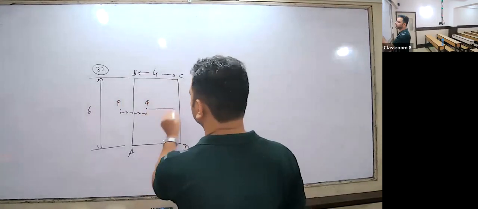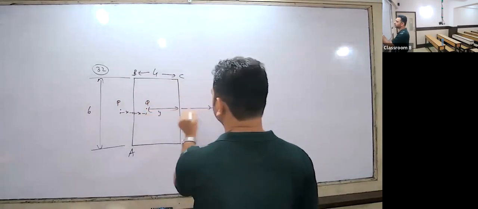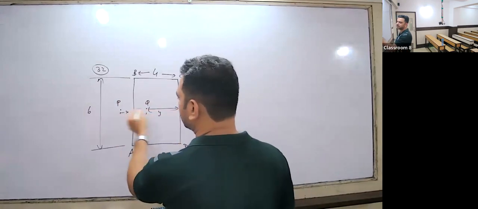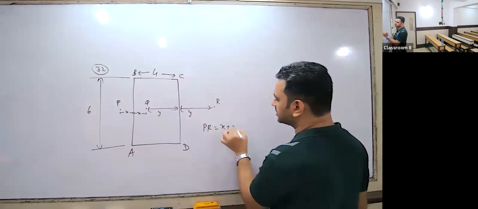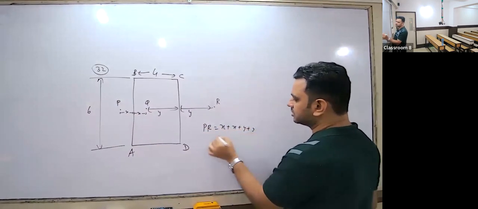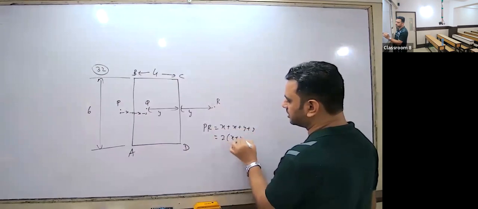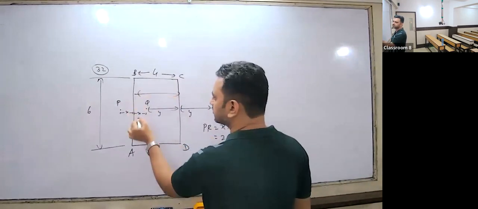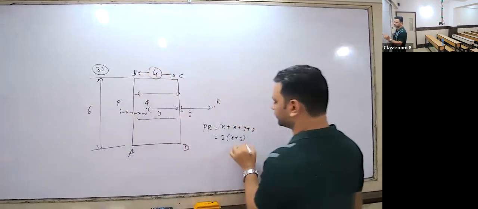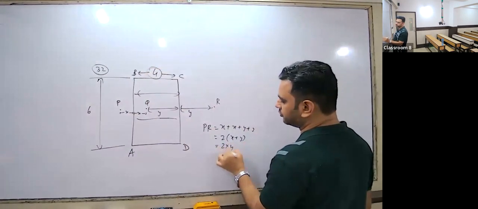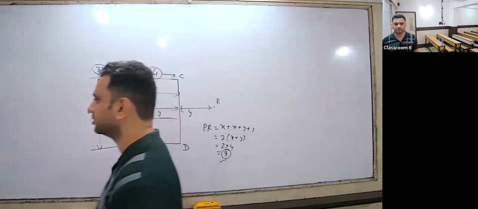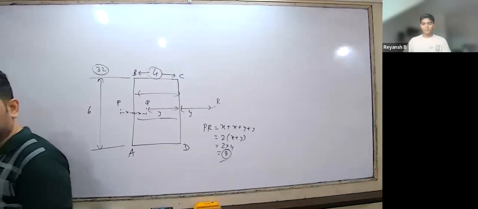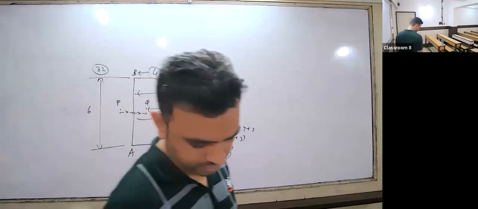So can I say, if I'm taking this as Y, then this is also Y. I want this complete length PR. So PR should be equal to X plus Y plus Y, so this will be 2 times X plus Y. This X plus Y is given as 4. So it will be 2 into 4, that is 8 units. Got it? Yeah. Okay. This is a good question, actually.